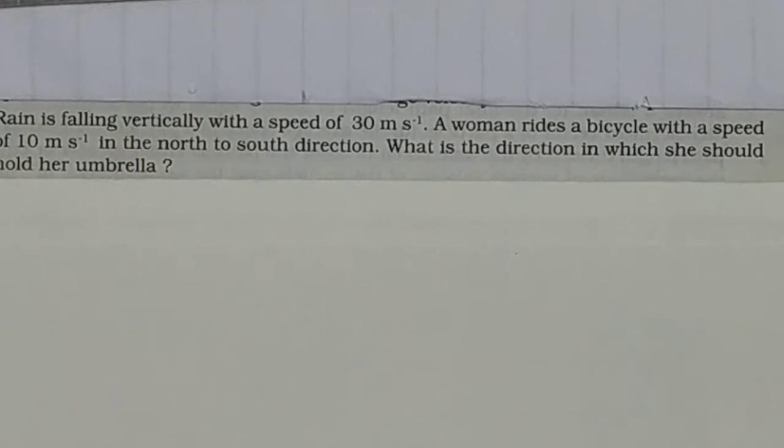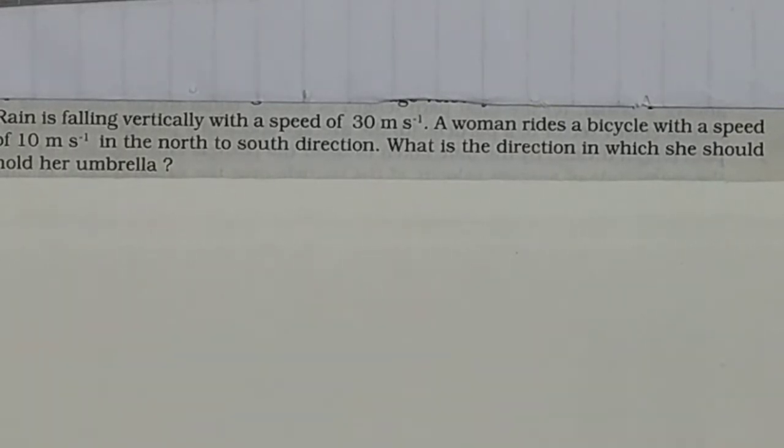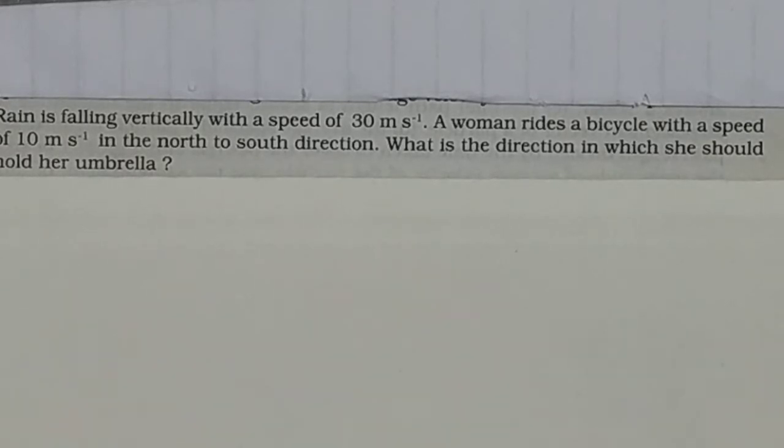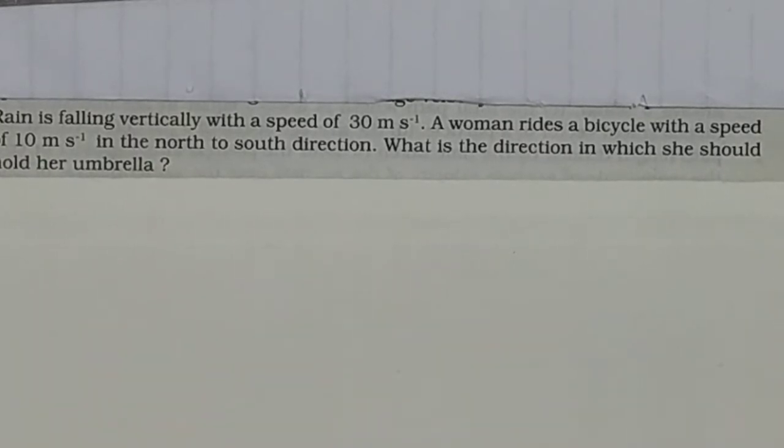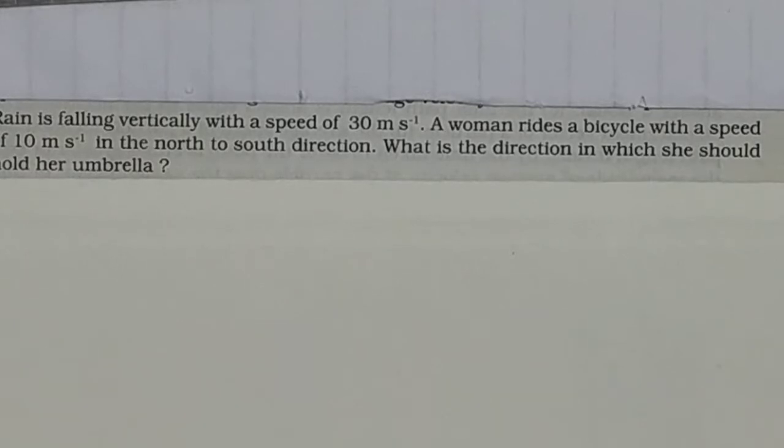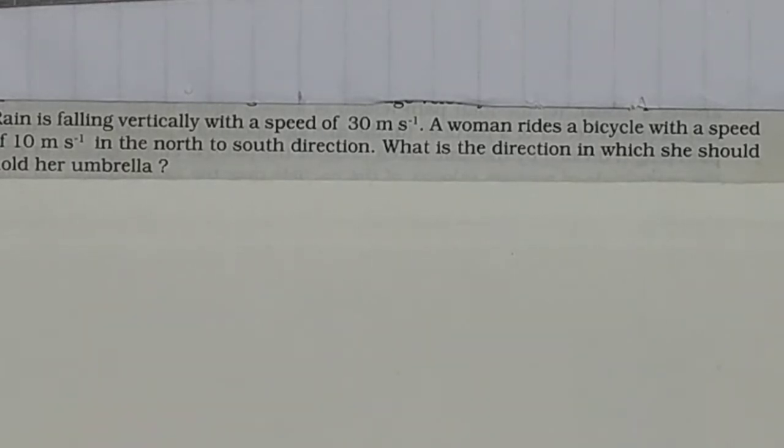Question is, rain is falling vertically with a speed of 30 meter per second. A woman rides a bicycle with a speed of 10 meter per second in north to south direction. What is the direction in which she should hold her umbrella in order to protect herself from the rain? It's clear. You have to find the direction in which she should hold her umbrella in order to protect herself from the rain.